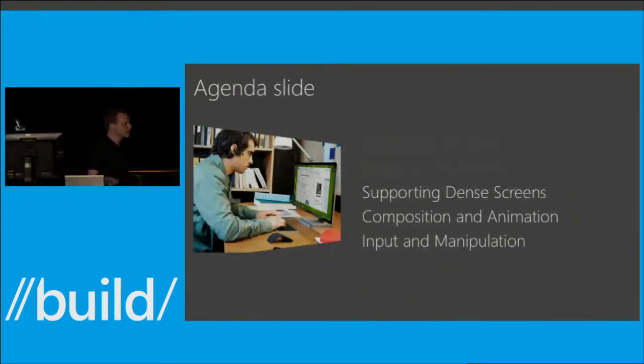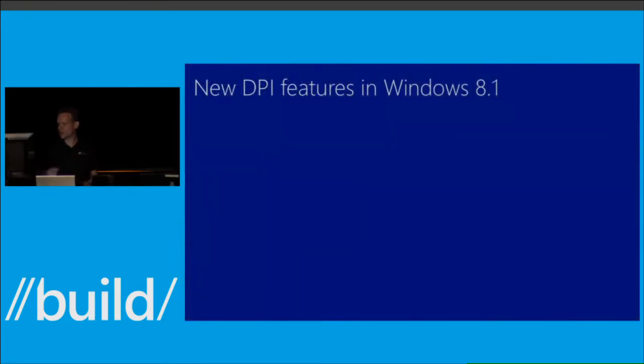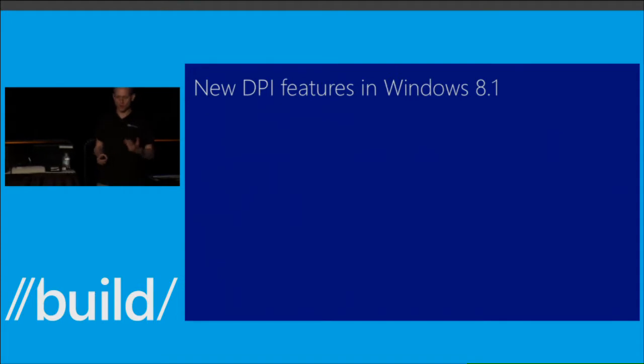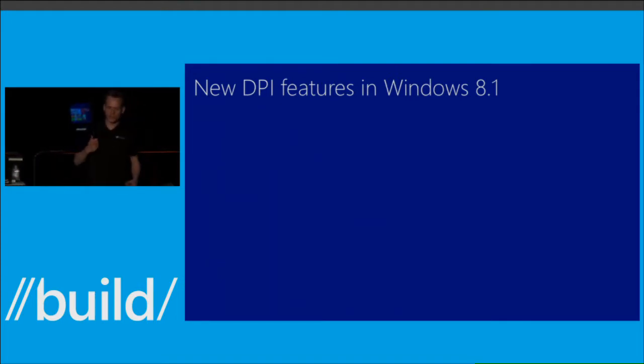Okay, so let's switch gears and actually focus in on these three areas now. I will start off with the high DPI and dense screen area. What have we actually done in Windows 8.1 to support machines like this Ativ? Just to remind you, this has a 13-inch 3200 by 1800 display, and that has a DPI of 276. This is radically higher than 96 DPI, which is pretty much the accepted norm.